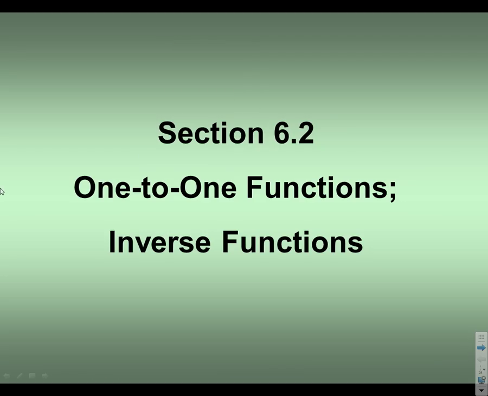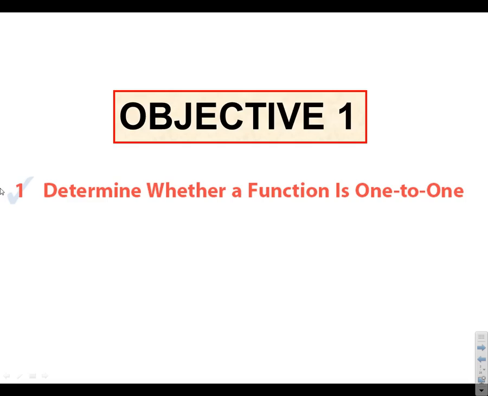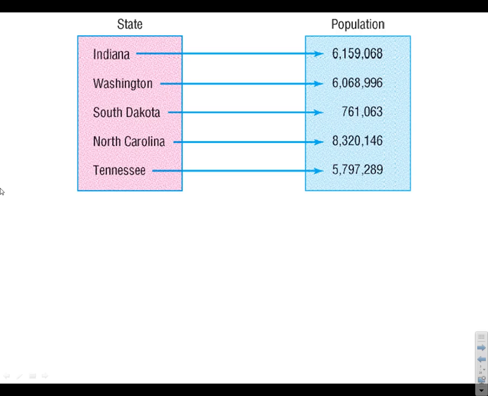Okay, let's keep going here with Chapter 6 with Section 6.2, where we will talk about one-to-one functions and inverse functions. So first thing up, how do we figure out if a function is one-to-one? The key on this is that before, we talked about every input has to have one and only one output. Now that has to be reversed as well. All right, so every input has to have one specific output.